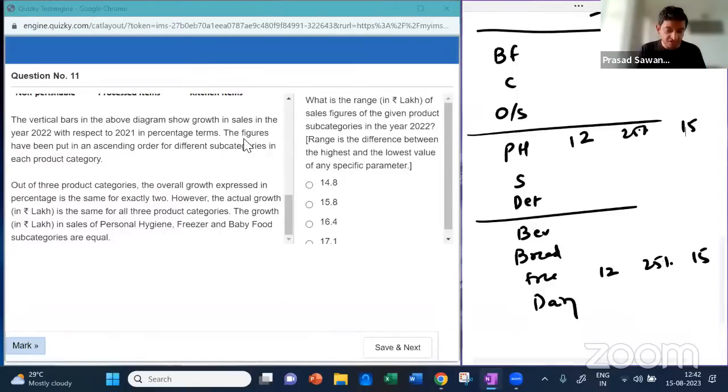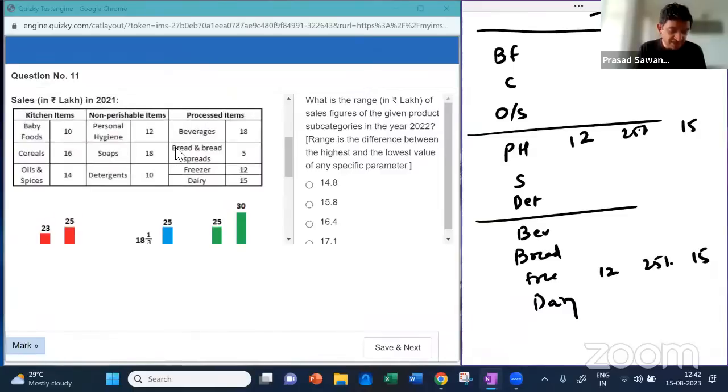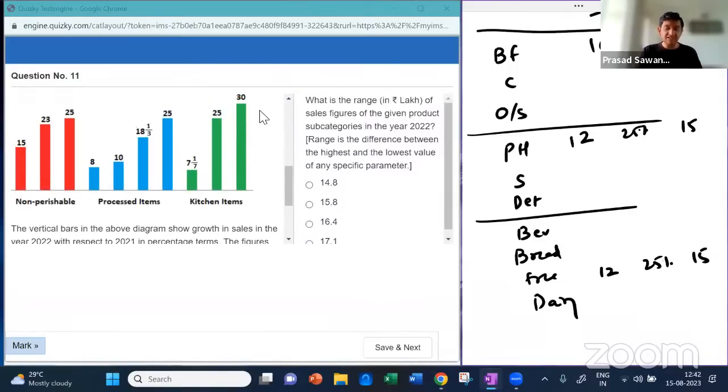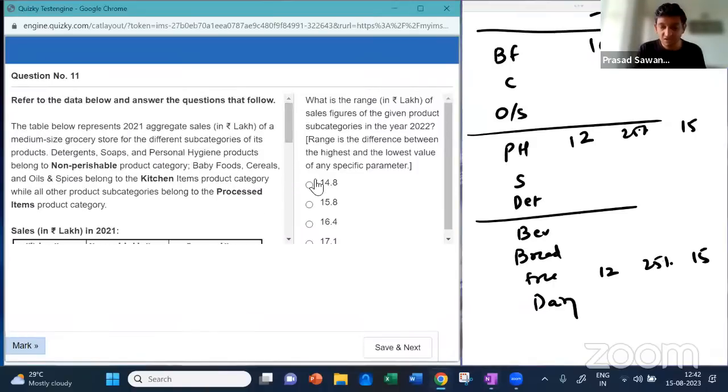ठीक है. तो 3 lakhs का growth है ना. तो baby food में 3 lakhs का growth होगा. तो 10 से it became 13. 30% से it grew and became 13. Okay, so ये वाला भी था ना. Kitchen items में भी 30%. Fair enough, understood. तो करना क्या इसके अंदर?